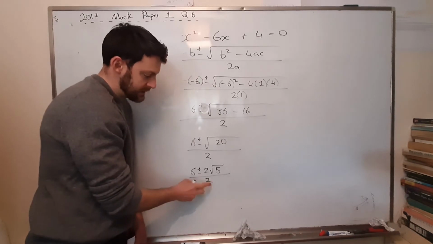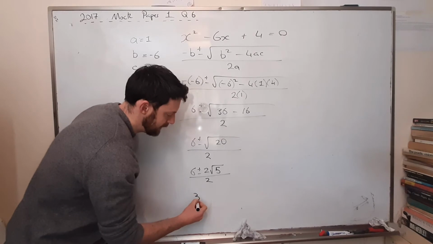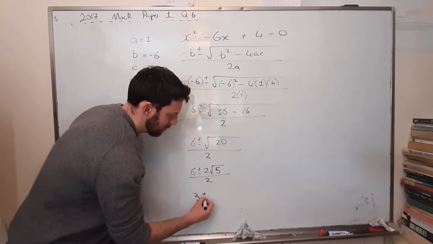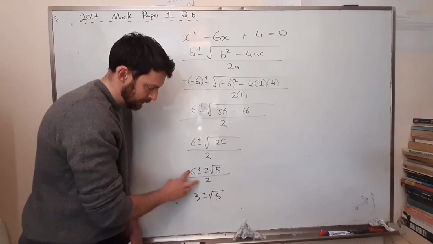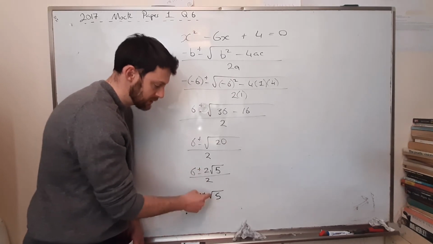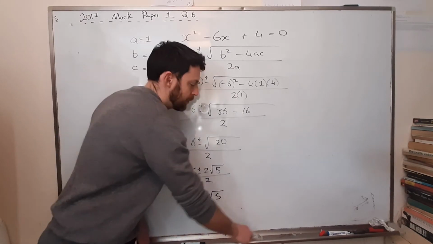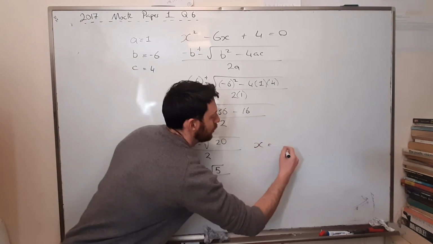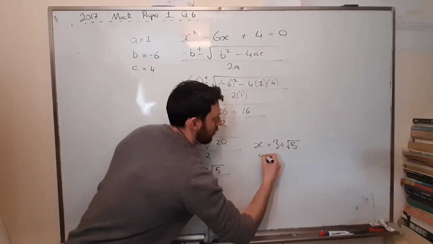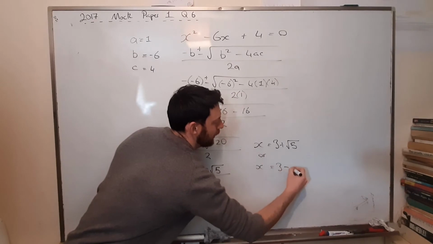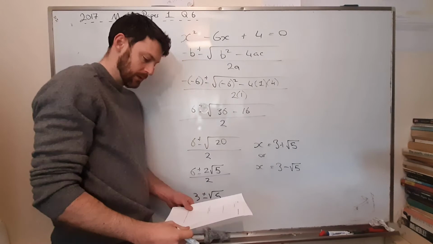Okay, now what I can see is 2 will go into both the 6 and the 2. All right, so this will essentially be 3 plus or minus root 5. Okay, because the 2 will go into the 6 3 times and the 2 will go into the 2 once, leaving 1 root 5. And that's your answer, except what you would write down then is that x equals 3 plus root 5, or x equals 3 minus root 5. And that's your answer in surd form.